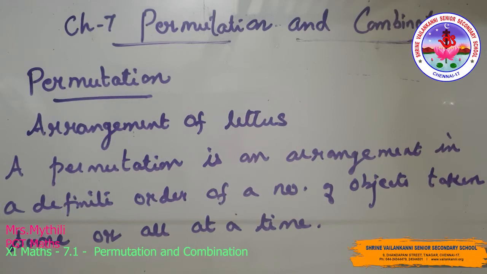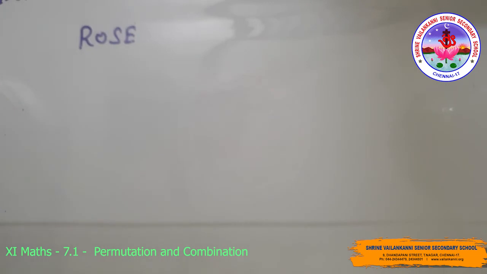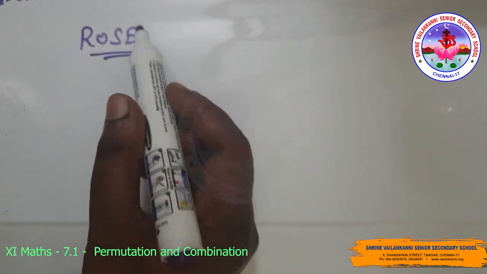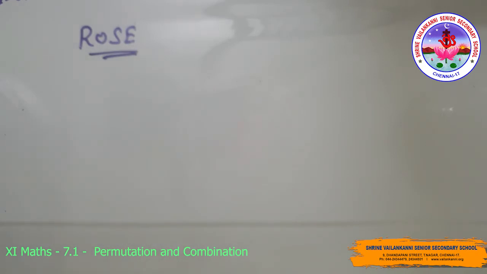Hello children. In the previous video we learnt about the fundamental principle of counting. In this section we are going to see about permutation. We are actually counting the different possible arrangements of the letters in any word. For example, if we take the 4-letter word ROSE, it can be arranged in different ways.